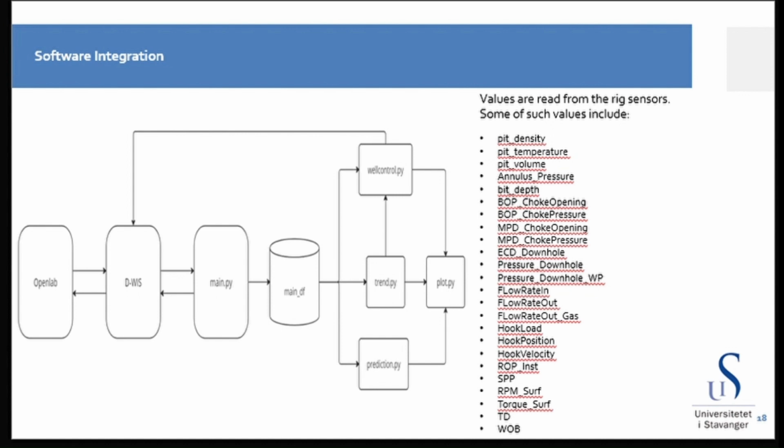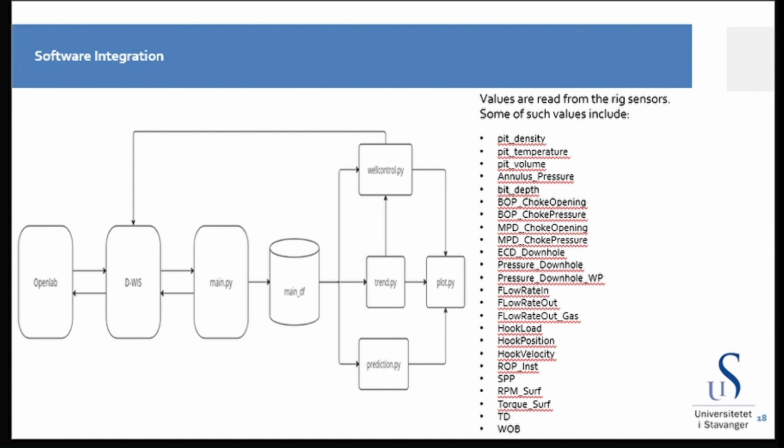So in the main PI, we will be defining those and then getting the real-time values for these parameters, and using some of those parameters we will be using the trend.py and then prediction.py to check if there is a kick or not, and using that we will be controlling the well by using well control.py, and at the end, if the well is controlled, we will resume the drilling using the well control.py module as well.